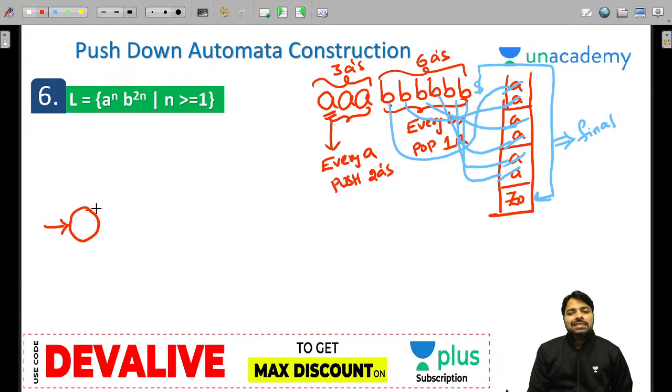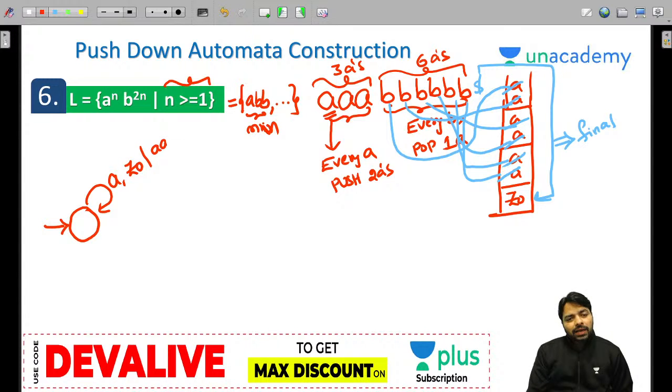And here epsilon doesn't happen, remember that, because that is the reason I have taken n greater than or equal to 1. Minimum string is A double B. At least 1 A, 1 B guaranteed. So any number of A's. How to push 2 A's? Double A Z0. And if you have 1 A on top of the stack, then above that you can push 2 A's.